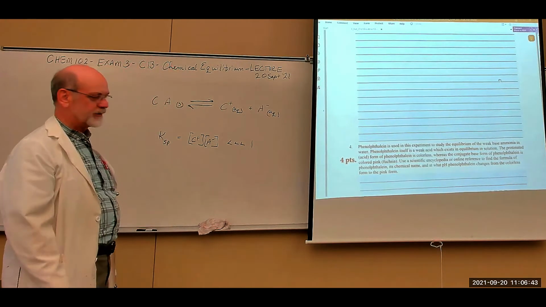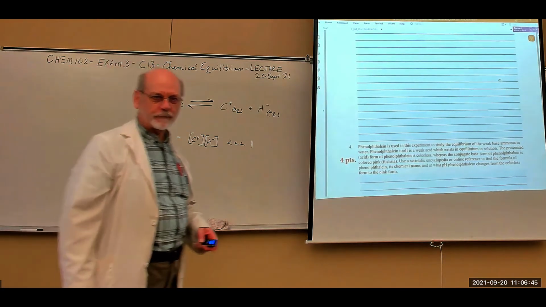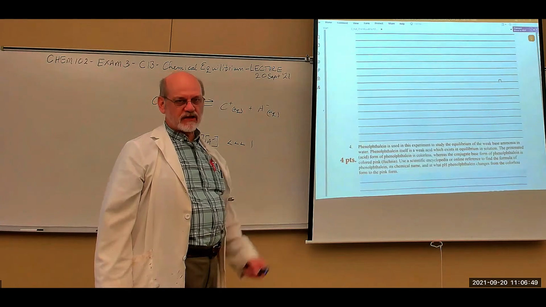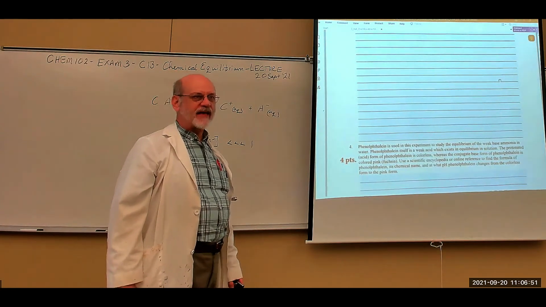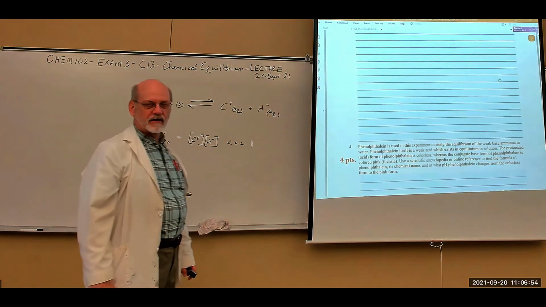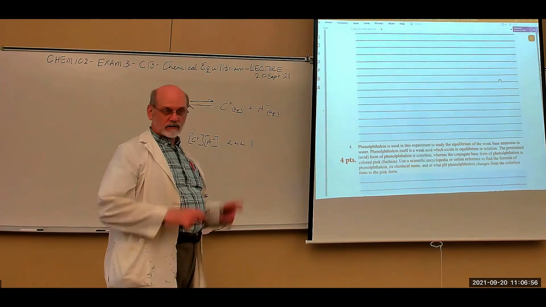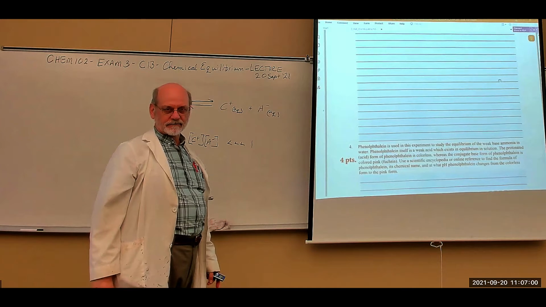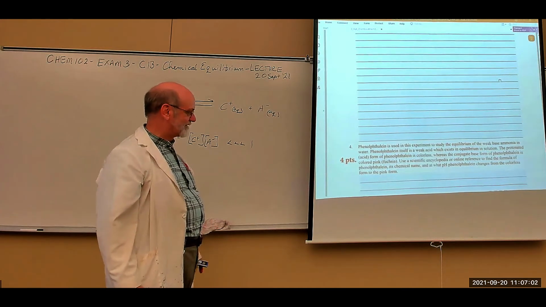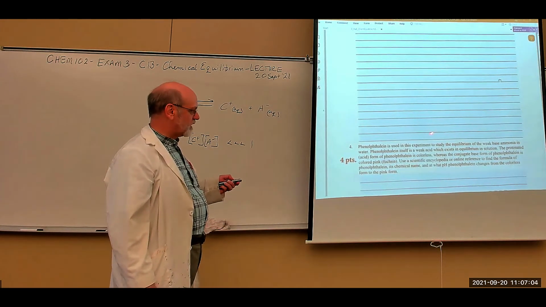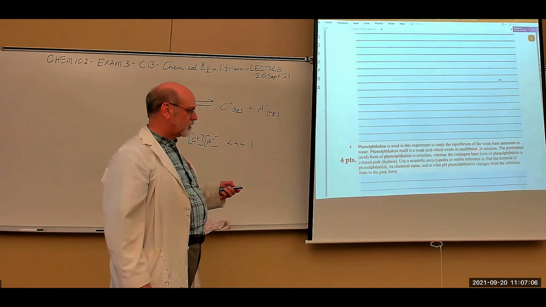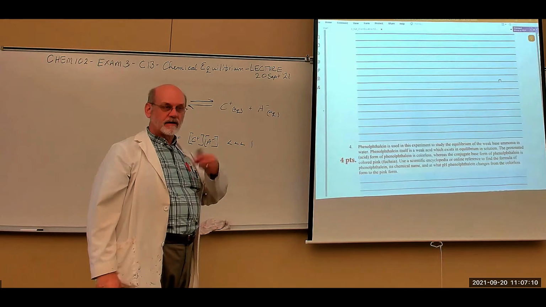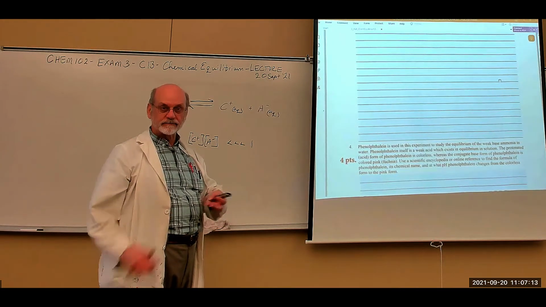Phenolphthalein. What's phenolphthalein? Ever heard of that one? It's an indicator. It indicates change in pH. So in acid solutions, phenolphthalein will be clear, no color. In basic solutions, it turns pink. Okay. Phenolphthalein itself is a weak acid, which exhibits equilibrium in solution, based upon the hydrogen ion concentration.